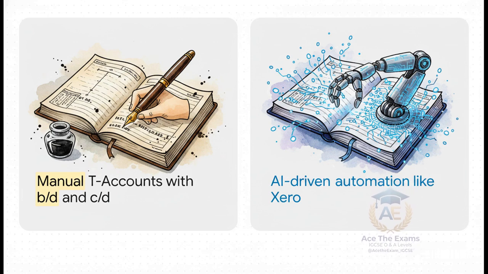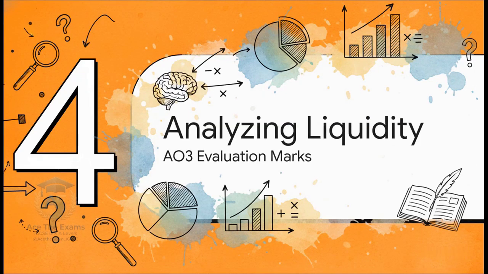But out in the real world, AI-driven accounting software like Xero automates the duality of every transaction and handles those really complex partnership adjustments instantly. It's wild. But here's the thing. By mastering the manual process now, you're actually learning the deep underlying logic that these powerful AI algorithms are built upon.